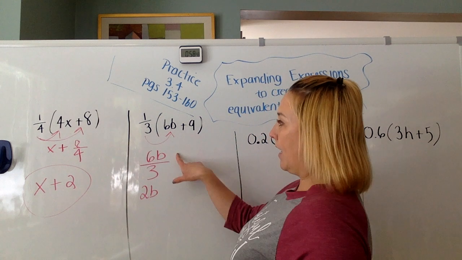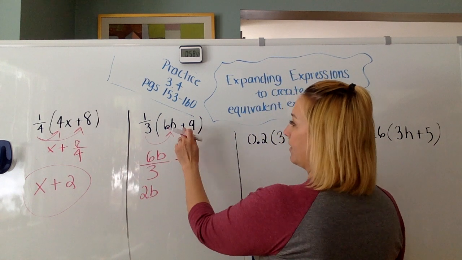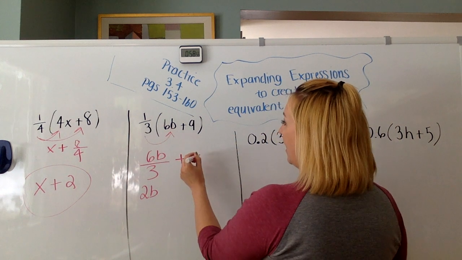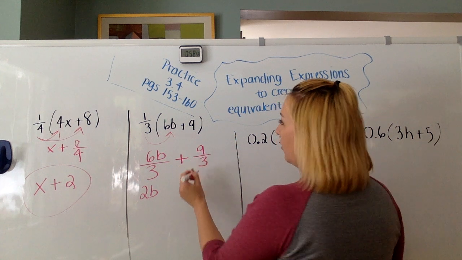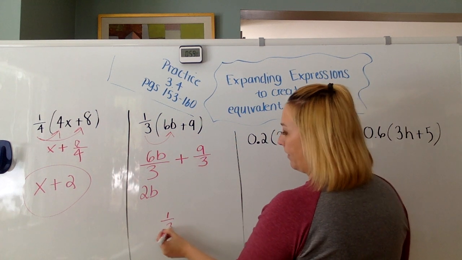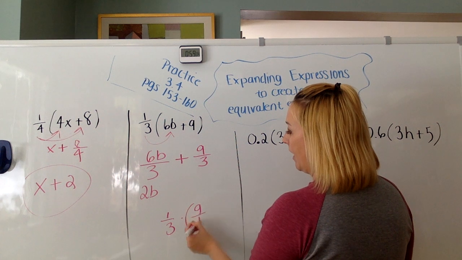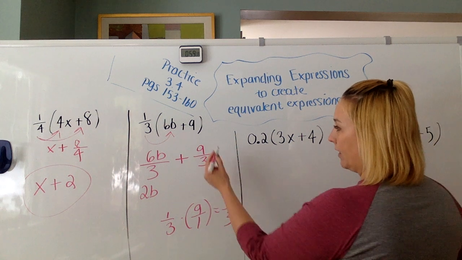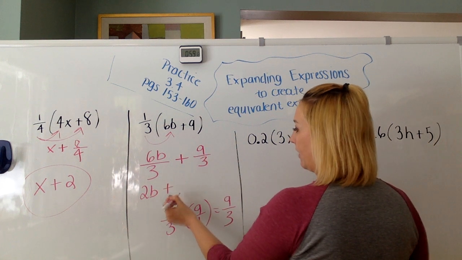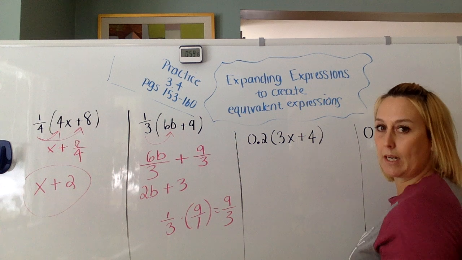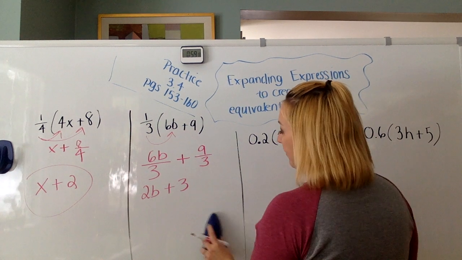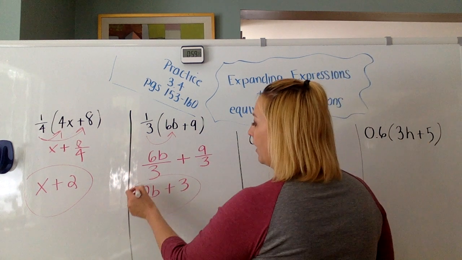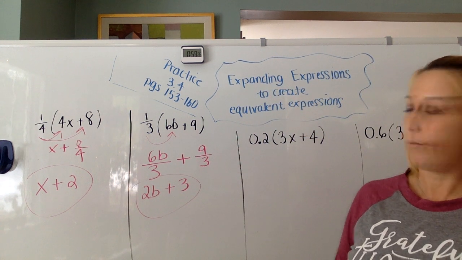So next, I have positive, right? Positive times a positive. So I'm putting in that operation sign. 1/3 times 9 is the same as saying 9/3, right? I'll model it down here. 1/3 times 9 is the same as saying 9/3, which is the same as saying plus 3, right? Because 3 can go into 9 3 times. So my equivalent expression for 1/3 times 6b plus 9 is 2b plus 3.